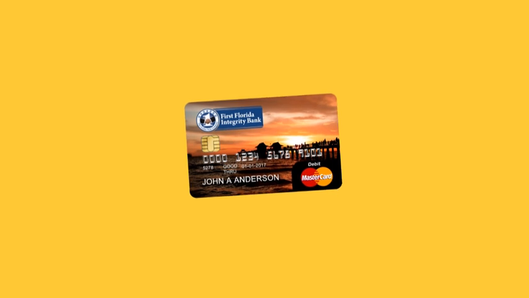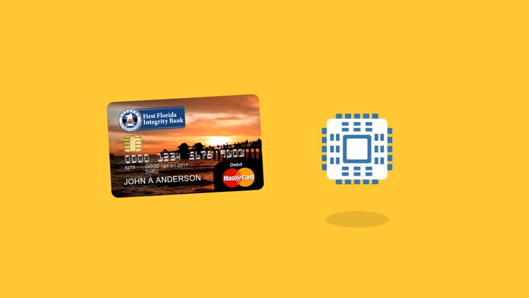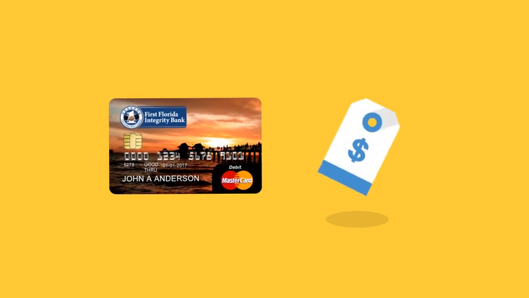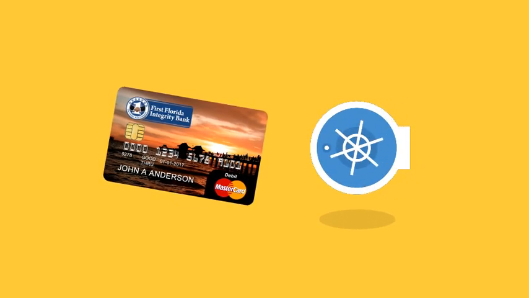Your information is stored on a chip embedded right in the card. The chip acts as a microcomputer, helping to protect your valuable information. Each time you use it in store or at an ATM, a unique security code is generated, making the chip card nearly impossible to counterfeit. How does a chip card work?